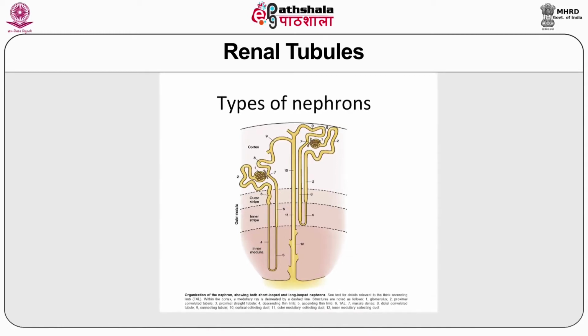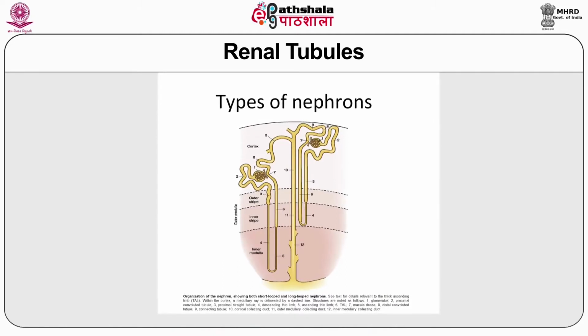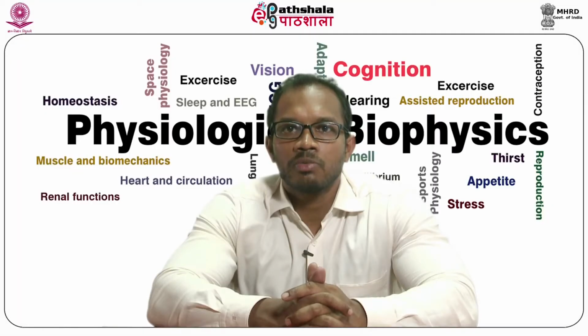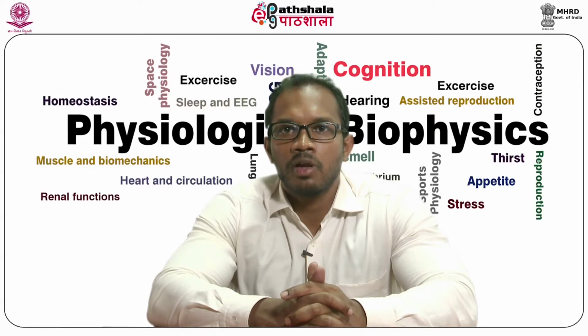It is present in the outer cortex, and the loop of Henle of this nephron penetrates a very short distance into the medulla. The entire tubular system is surrounded by an extensive network of capillaries. Second is the juxtamedullary nephron, about 20 to 30% of nephrons. It is present in the deeper part of the cortex, and the loop of Henle is very long as compared to the cortical nephron, and it lies deep in the medulla.